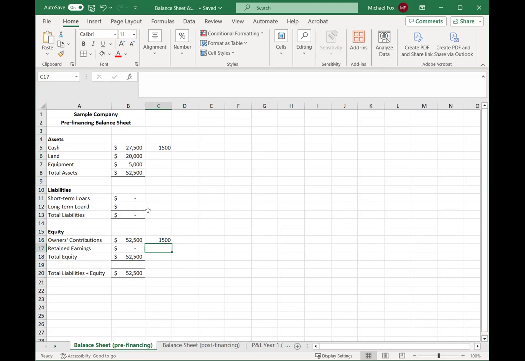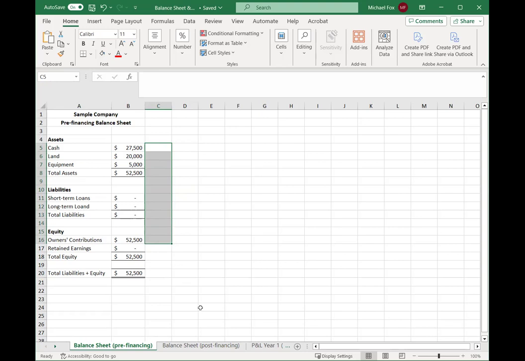Or, maybe I had some supplies. My wife is a paper crafter. She's probably got $500 worth of paper. And so we could add a line for supplies and put that in there. So all the pre-financing balance sheet is, is the financial position of the business before any additional financing is sought.